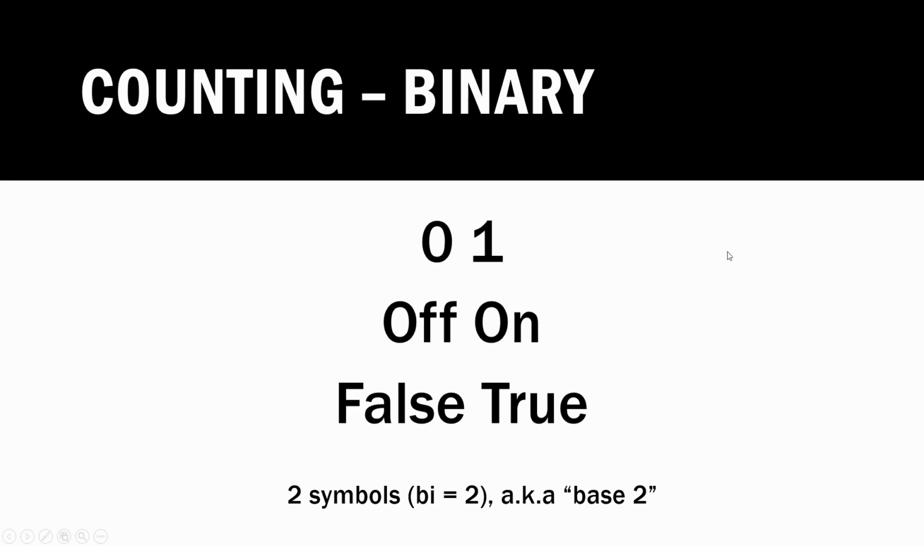So the binary counting system is quite simple. It only consists of two symbols. So bi is for 2, aka this is a base 2 number system. So we only have 0 and 1 as our only symbols. These can also be thought of as off and on, or false and true. And this is actually the basis of what is used for computing.